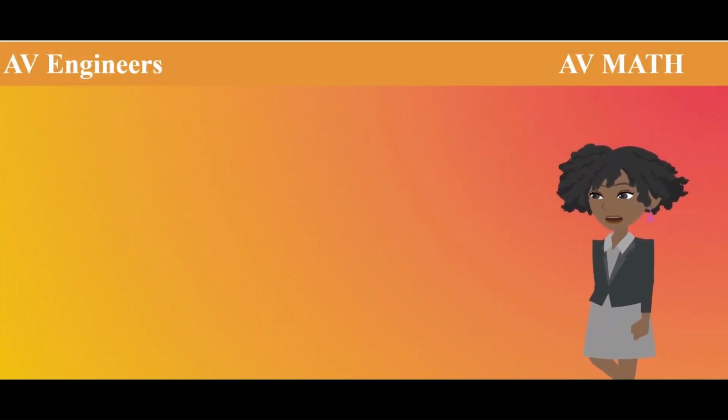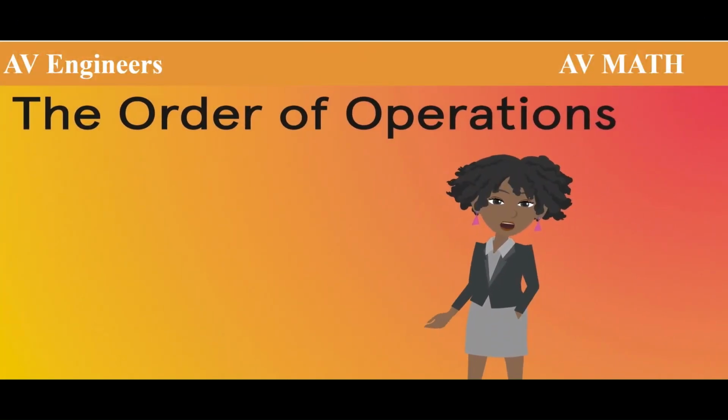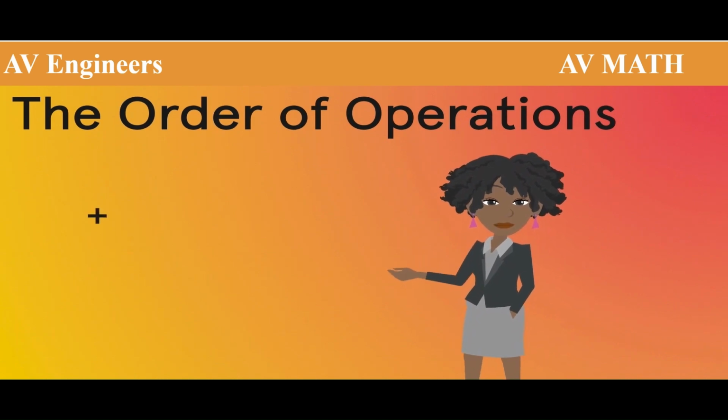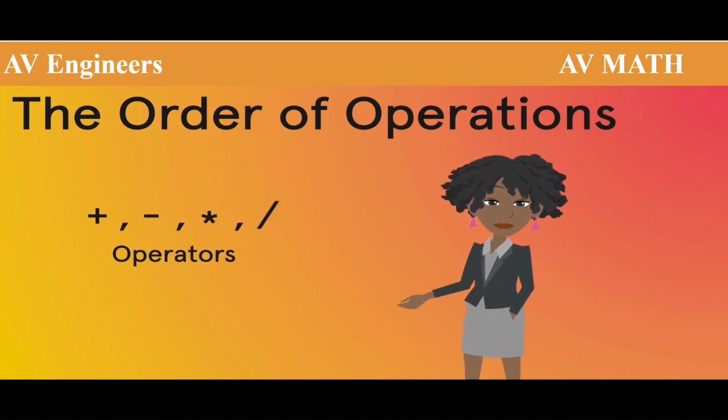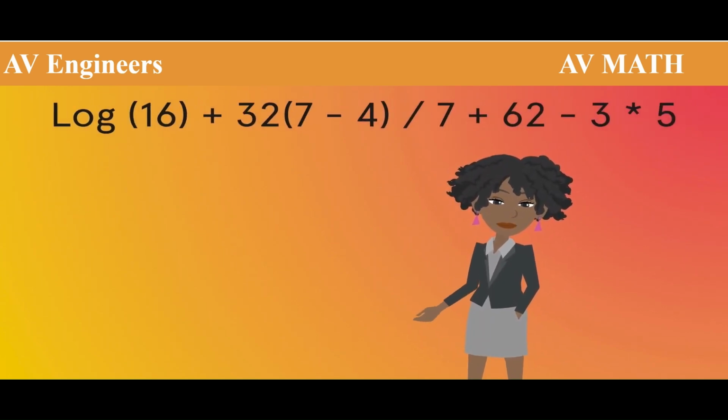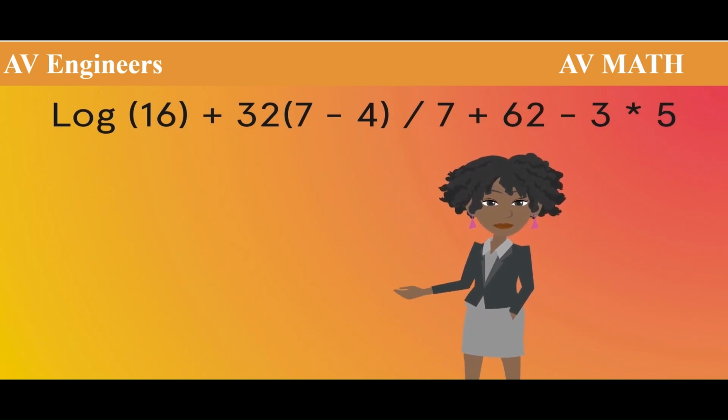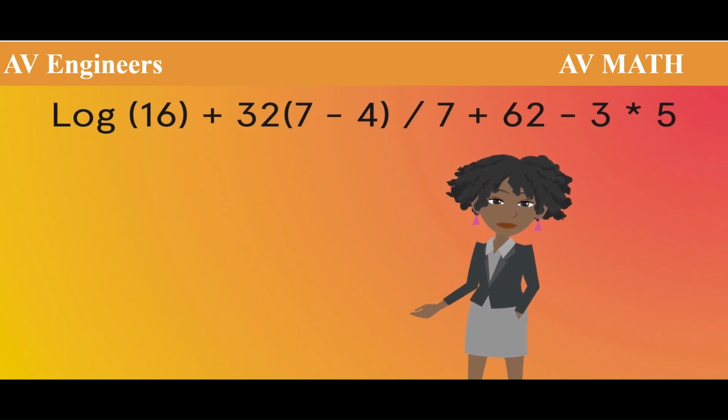Today we'll be talking about the order of operations. Most AV math only requires you to add, subtract, multiply, or divide. We call these operators. But every so often, equations get more complicated like this one. Fortunately, the order of operations gives us a method for tackling more complex formulas.